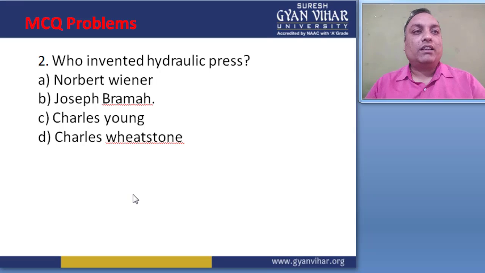Question number 2 says: who invented the hydraulic press? Means which scientist invented the hydraulic press? So 4 options are given here. First one is Norbert Werner. Option B, Joseph Brahma. C is Charles Young. D, Charles Wheatstone. So these are the 4 options. So what is the correct option? B, Joseph Bramah, is the inventor of the hydraulic press. So B option is right.